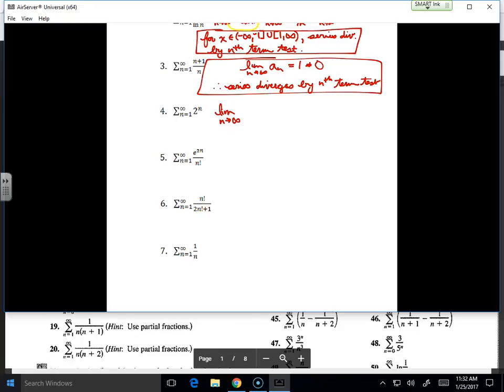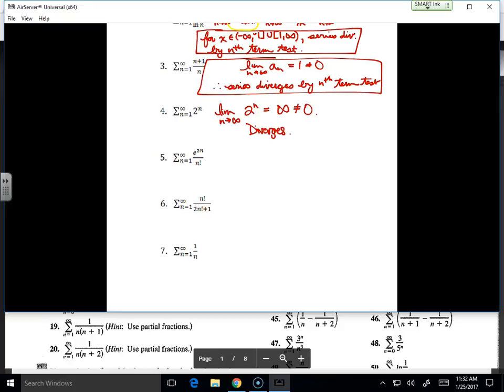This particular limit as n goes to infinity of 2 to the n, what do we got? 2 to the infinity, which is not 0, which does not equal 0. Is that cool? So therefore, what does it do? Divergence, by the nth term test.